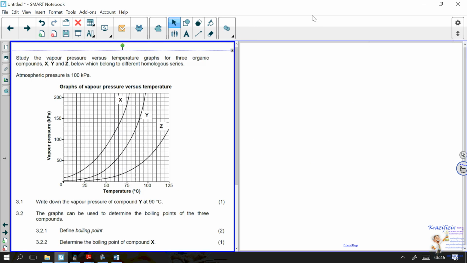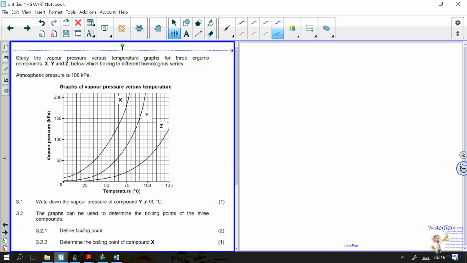All right, still on organic chemistry, question 3. Study the vapor pressure versus time graph for 3 organic compounds X, Y, and Z below, which belong to different homologous series. All right. Atmospheric pressure is 100 kilopascal. Very, very important. Write down the vapor pressure of compound Y at 90 degrees Celsius.